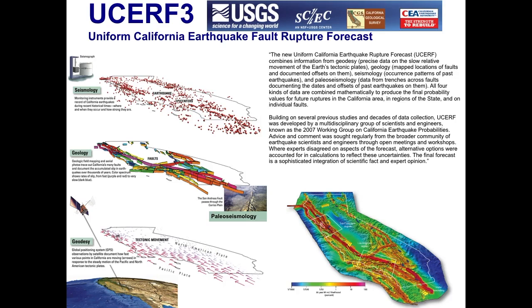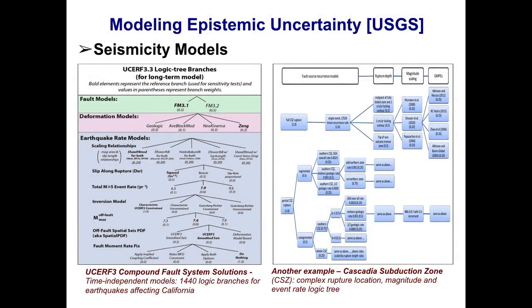And this is a highly complex model. So with fault models, deformation models, earthquake rate models, all of this, and then it involves a lot of complex logic trees. And one set of models is used in California, another set of models in other locations, and all this gets stitched together within the National Seismic Hazard Mapping Project.